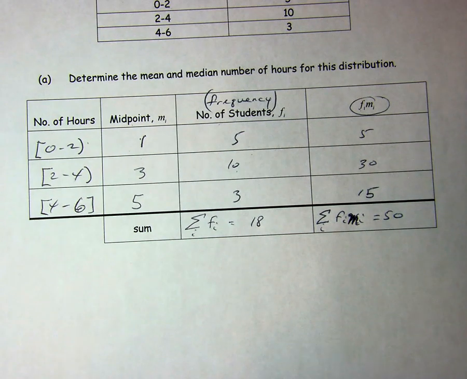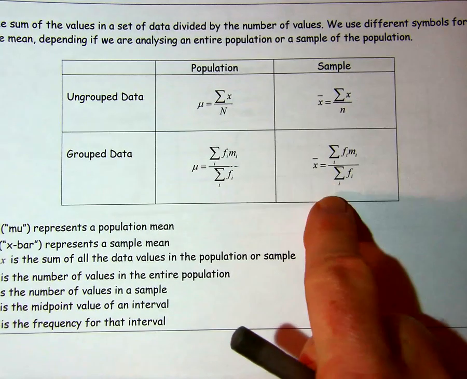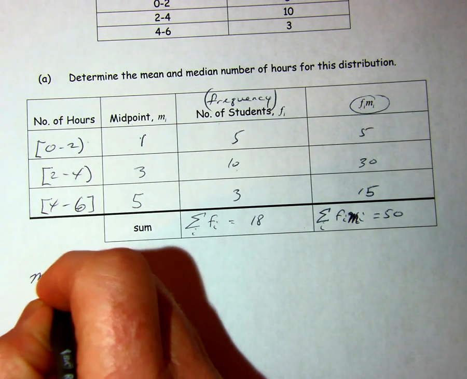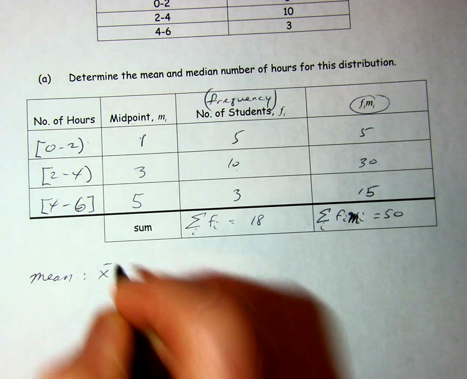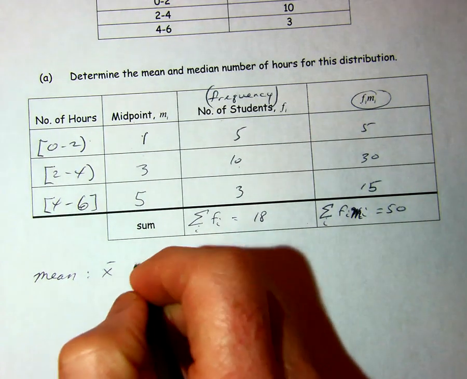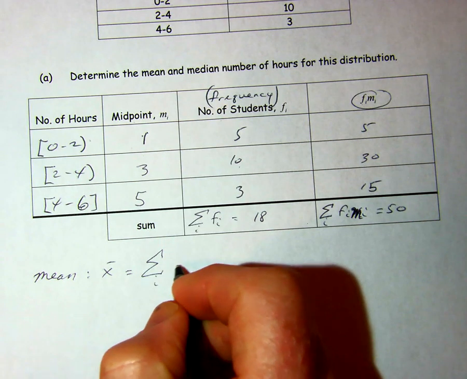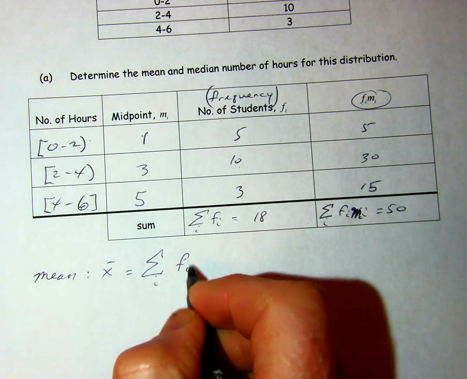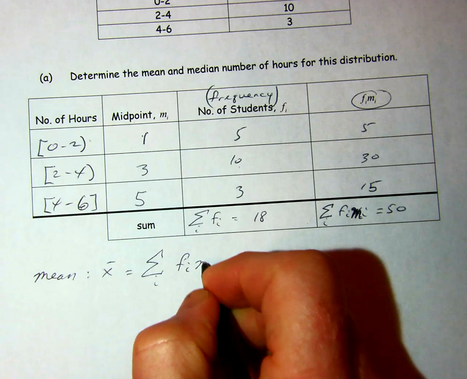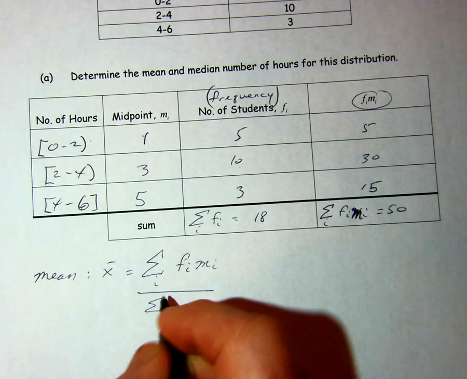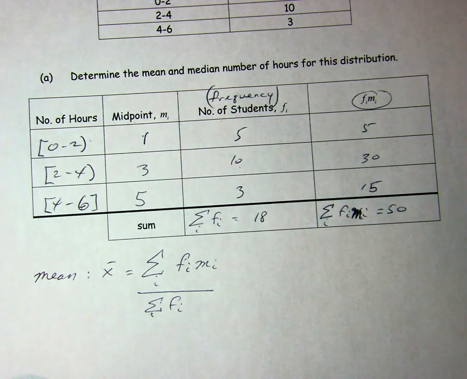All right. So there's a formula for the mean, and I gave you that formula on page 1 for group data. Let's write that down. Let's assume this is a sample. So the formula is going to be the sum of all the frequencies times their midpoints, all over the sum of just the frequencies.